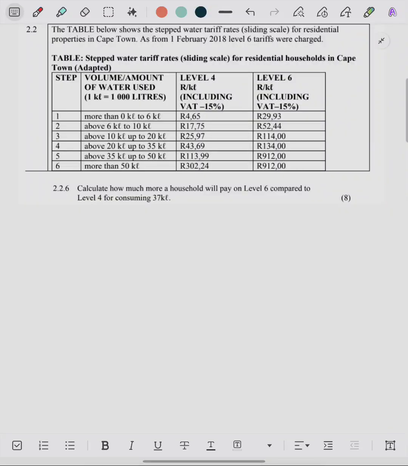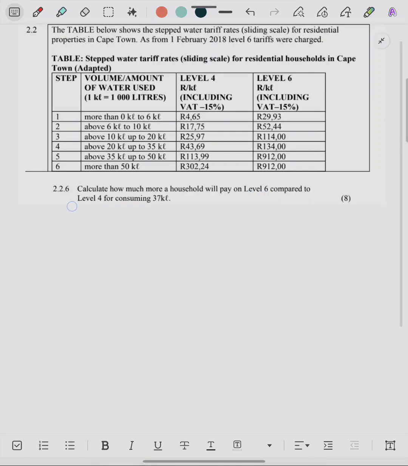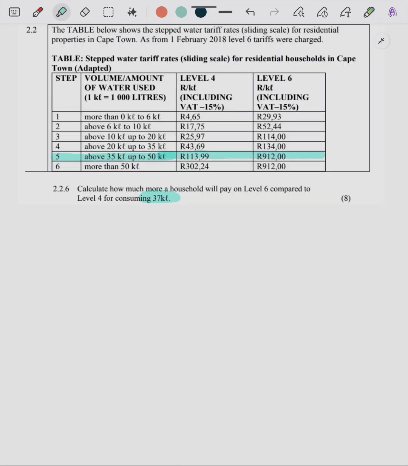Alright, let's look at question 2.2. So 2.2, we've got here a step tariff, or a sliding scale tariff of properties in Cape Town. This is a very typical question, and they ask us just to calculate how much more a household will have to pay on level 6 when compared to level 4, and importantly they tell us 37 kiloliters. Alright, so when we get these questions, the first thing we need to do is see which step we are actually going up to. And if I look at this, 37 is between 35 and 50, so I know that this is going to be my stopping point.